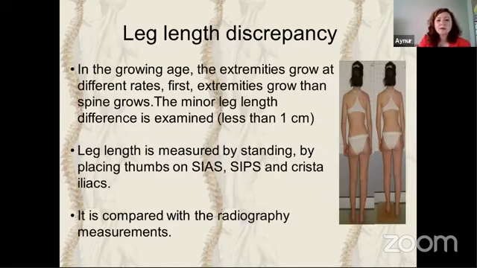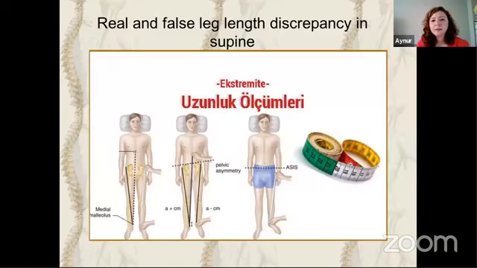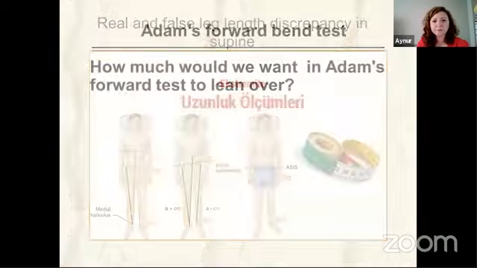We must assess the leg length discrepancy. In the growing age, the extremities grow at different rates. First, extremities grow, then spine grows. The minor leg length difference is examined, less than 1 centimeter. Leg length is measured standing, by placing thumbs on the ASIS, PSIS, and iliac crest. It is compared with the radiography measurements. Real and false leg length discrepancy in spine must be measured.